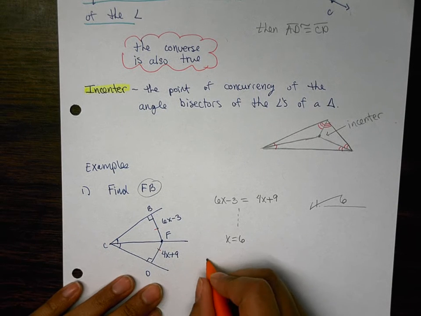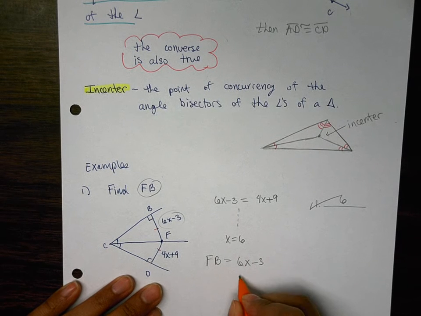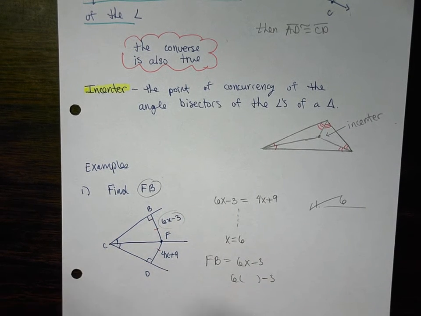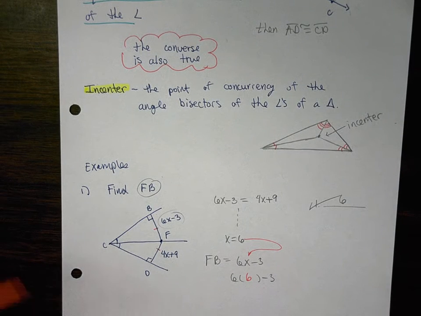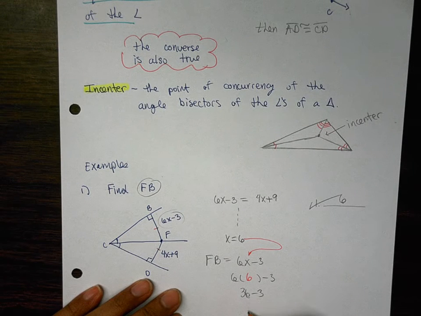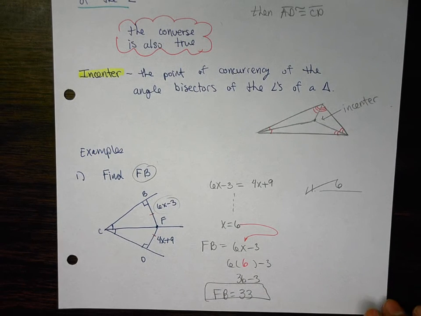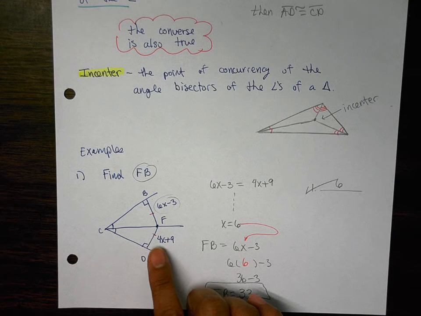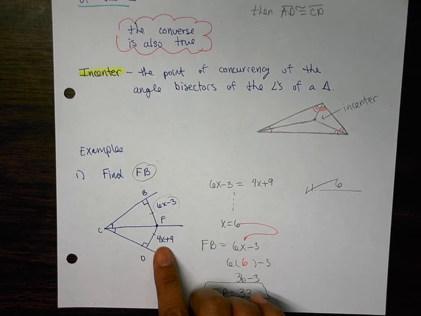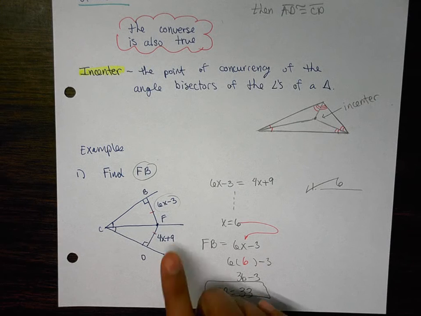Because they're asking us for the length of what? FB. So he's right. You have to plug it in. What does FB equal? 6x minus 3. And what do you plug in for the x? 6. What's 6 times 6? 36 minus 3. So FB is 33. Do you agree? Yeah, you can plug it into any one of them, right? He said because they're equal, if you wanted, could you plug it in for FD? What's 4 times 6? 24 plus 9. Does it come out the same?